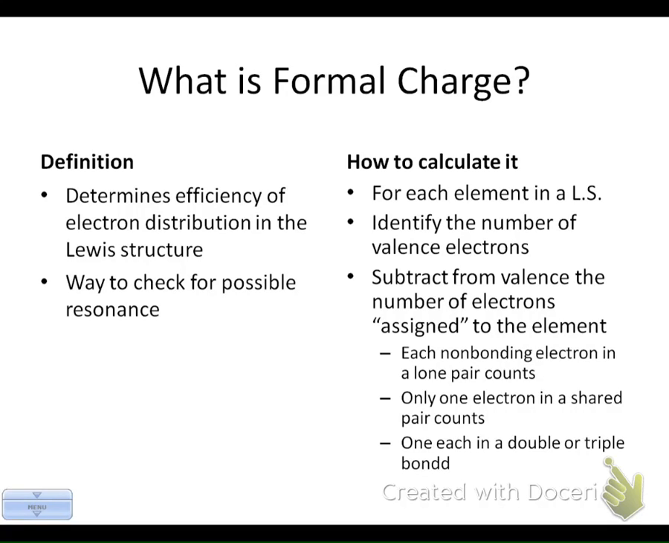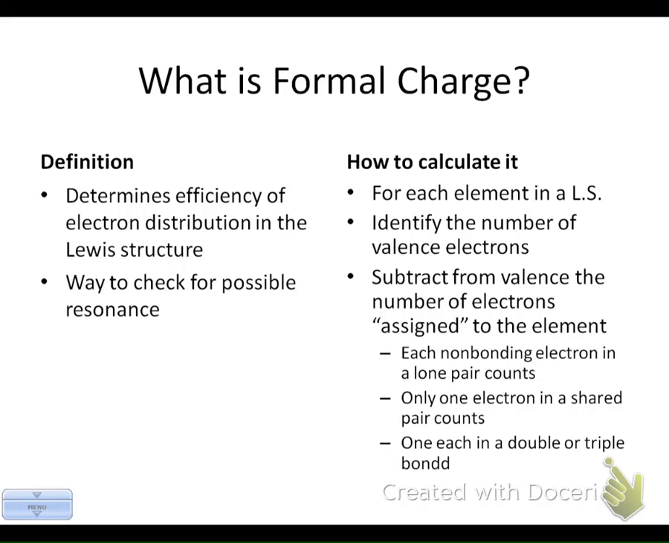The definition of formal charge is a process that determines the efficiency of electron distribution in the Lewis structure. Remember, we followed a set of rules, and we already saw one way that our little step-by-step rules could mess us up with the double bonds and triple bonds having to be added, and the incorrect assignment of a lone pair to a terminal atom instead of a double bond. Well, this is a second way to look at that. So formal charge is also a way to check for possible resonance.